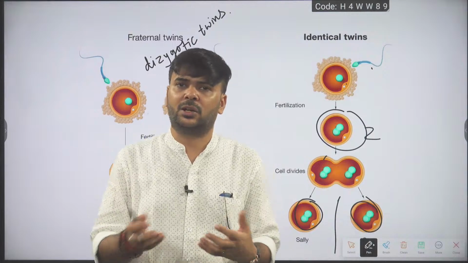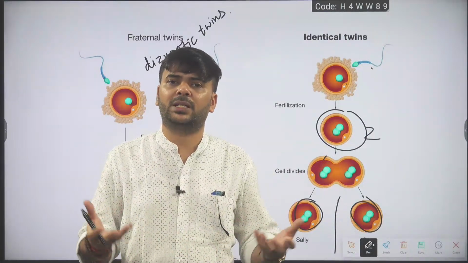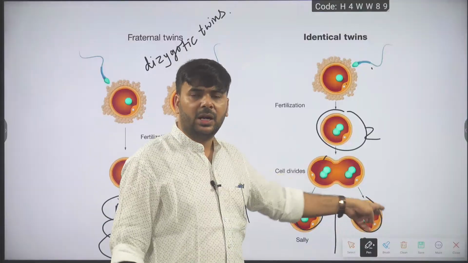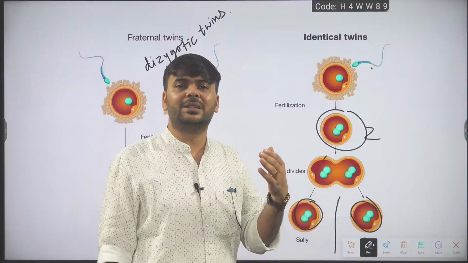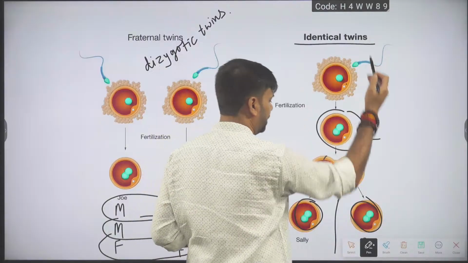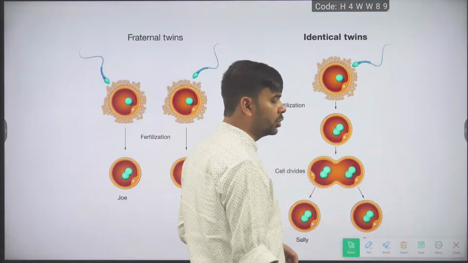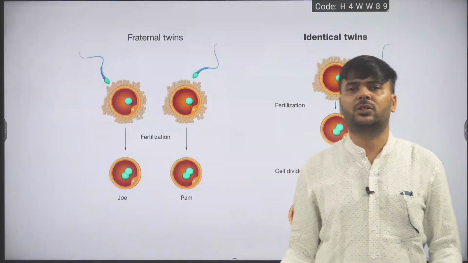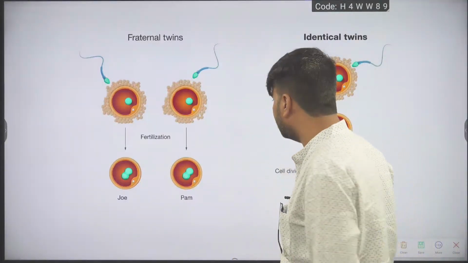These two separated cells are exactly cells of the embryo, but now they will behave like separate embryos, and they will form two babies. These two babies are going to be identical because their genetic material is the same. So they are called identical twins. They are called monozygotic twins or identical twins.